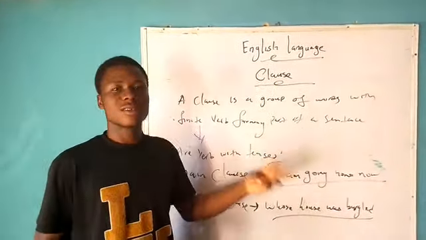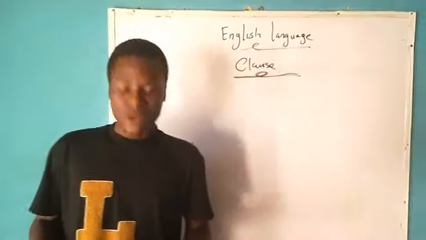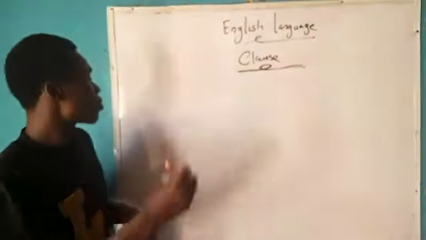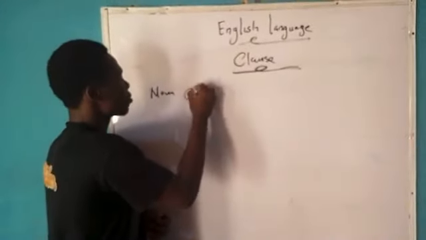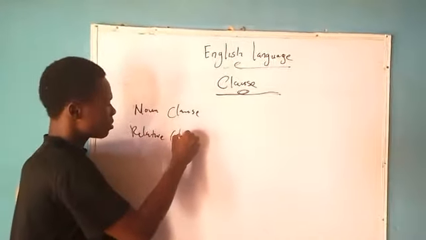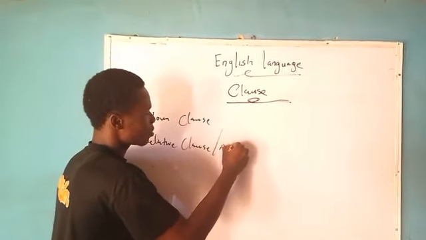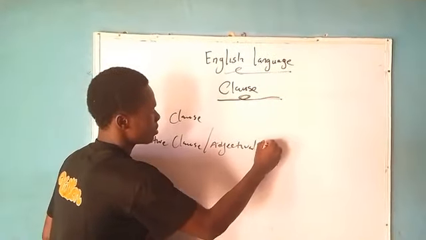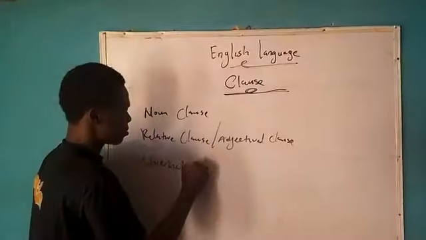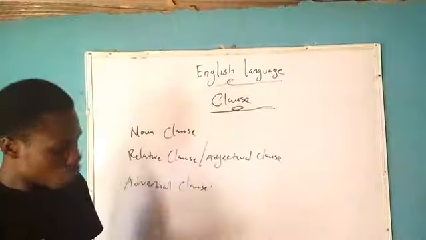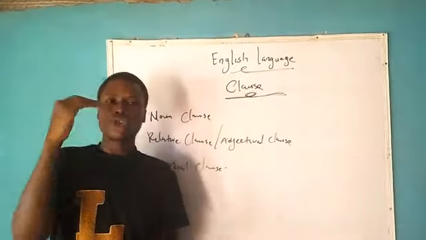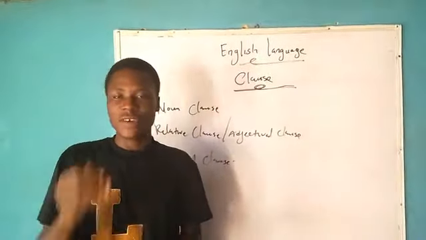This subordinate clause has three types, which are the noun clause, the relative clause, which is also known as adjectival clause, and the adverbial clause. So now we'll take these types of subordinate clause one after the other, and I'll be showing you how to identify them whenever you see them.